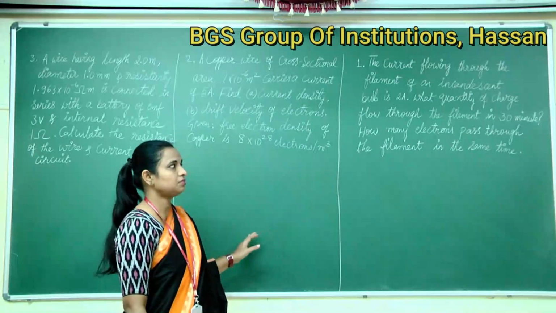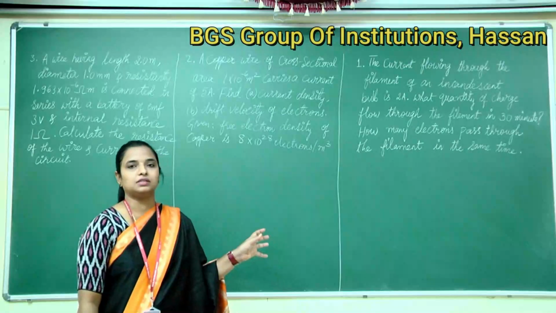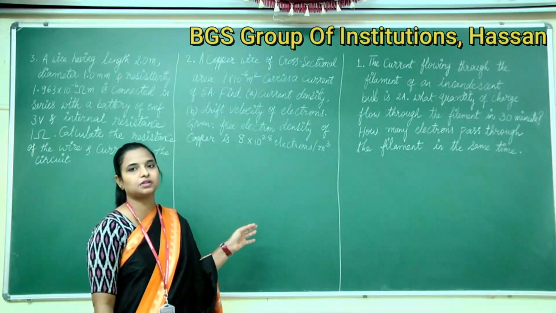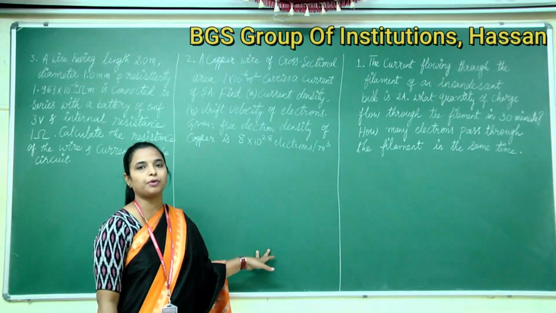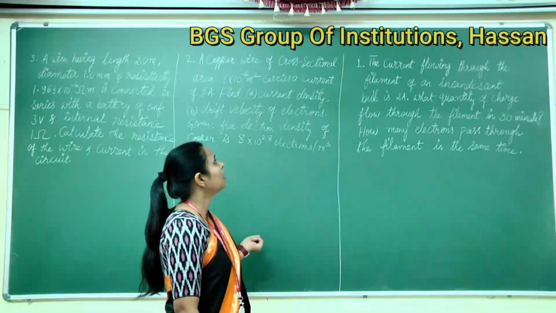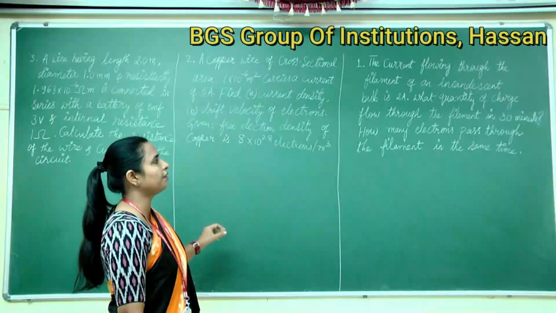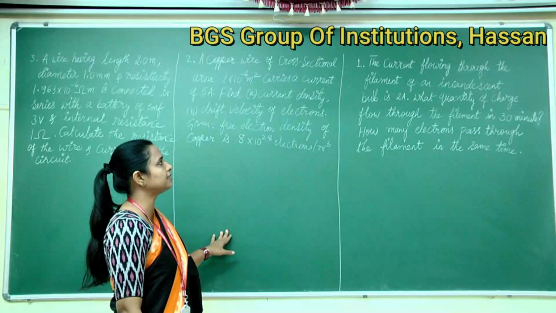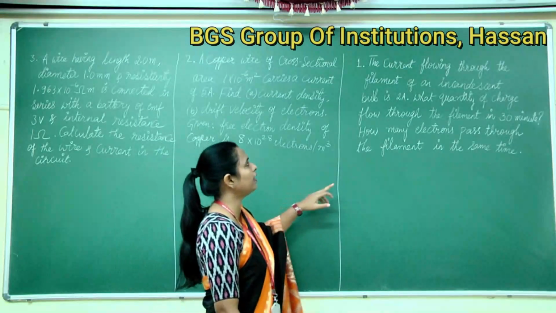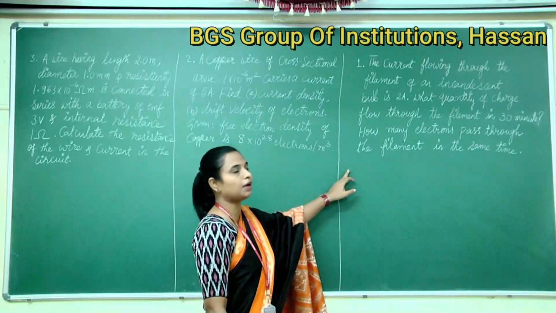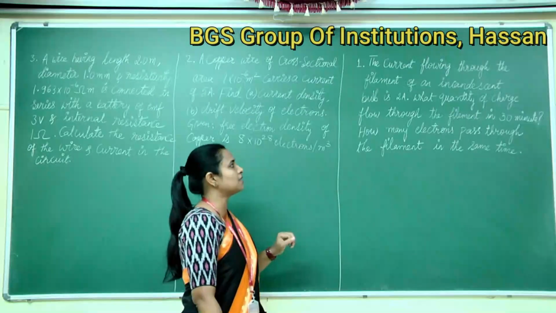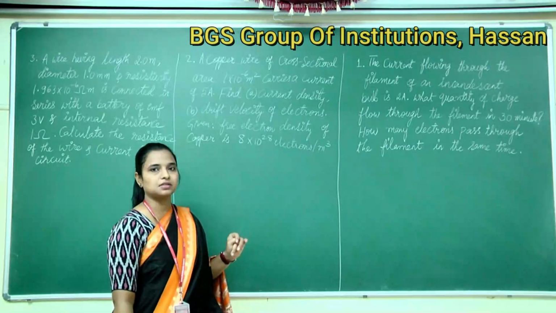So today we are going to solve some simple problems since it is the first class for this chapter to solve problems. First let me read the problem. The current flowing through the filament of an incandescent bulb is 2 amps. What quantity of charge flows through the filament in 30 minutes? How many electrons pass through the filament in the same time?